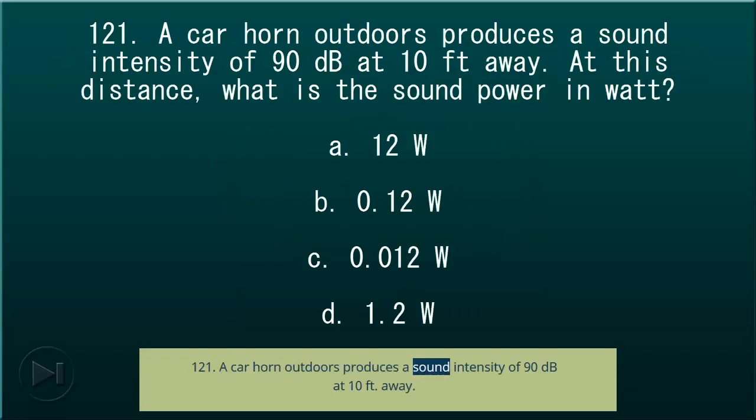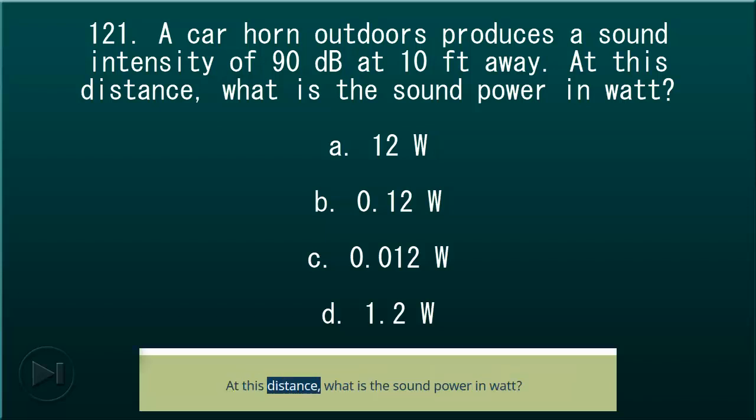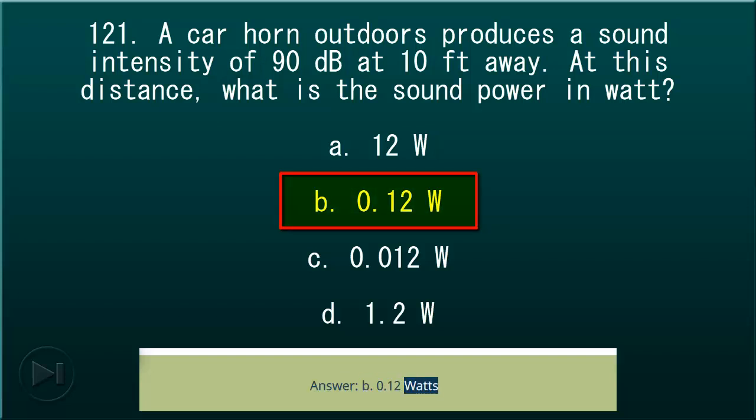121. A car horn outdoors produces a sound intensity of 90 dB at 10 feet away. At this distance, what is the sound power in watts? A. 12 watts. B. 0.12 watts. C. 0.012 watts. D. 1.2 watts. Answer: B. 0.12 watts.